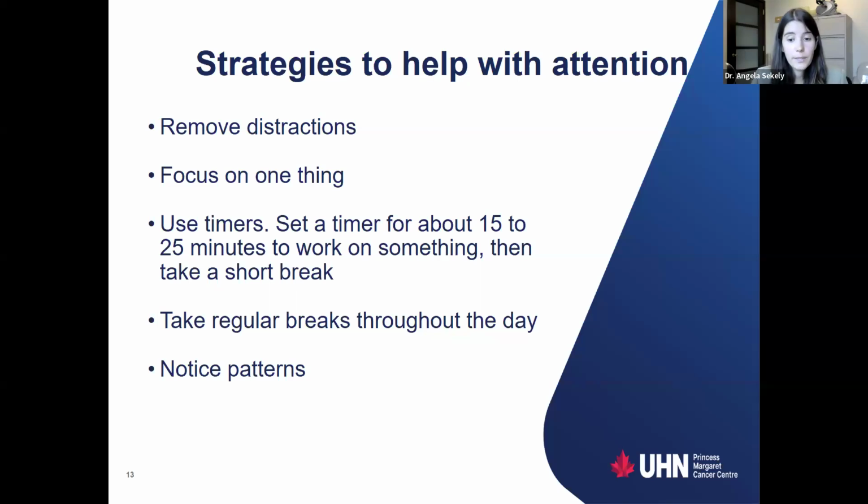And then also noticing patterns. So keeping a journal or a book to see when you're feeling the most alert and focused during the day. It could be for some of us in the morning, it could be in the evening for others, but try to schedule important tasks during times where your attention is really at its best.